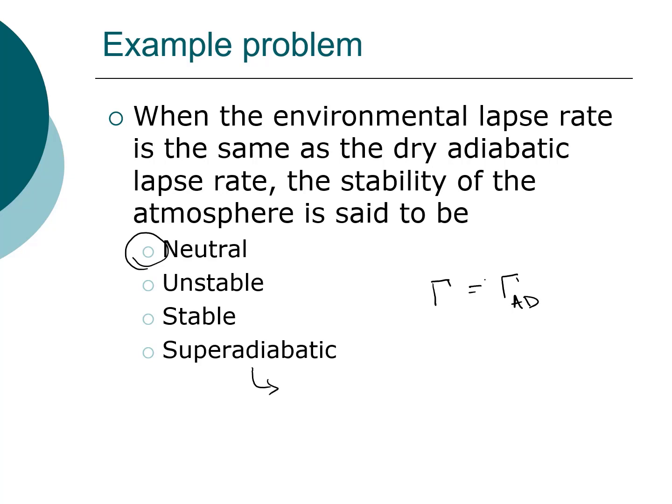And just to help you recall, when we talk about super adiabatic, we're talking about the lapse rate. So the lapse rate would be considered super adiabatic. And this is the condition where we have an unstable atmospheric condition, and our environmental lapse rate is falling at a rate greater than the dry adiabatic lapse rate.